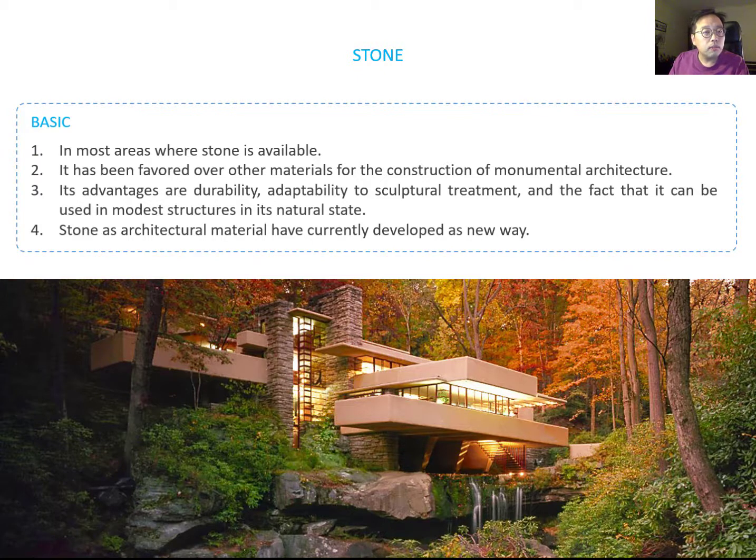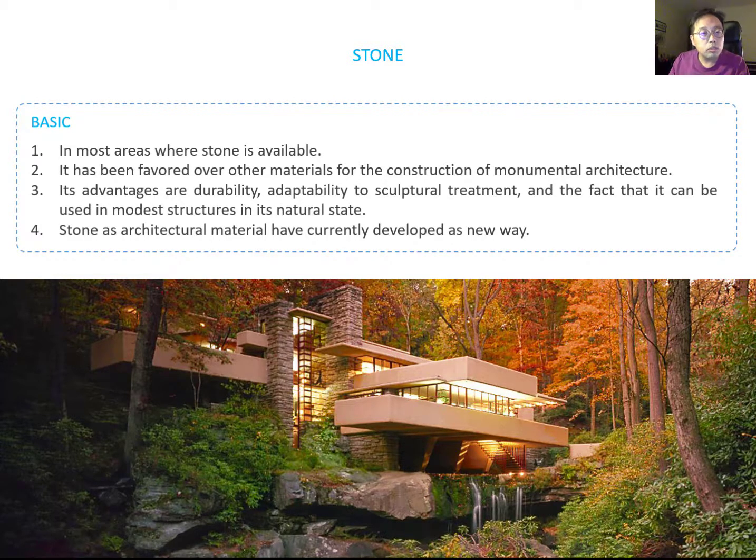Also, stone has been the favorite over other materials for the construction of monumental architecture because it is a durable and strong material. So it is easy to build architectural structures because of the strength. It also has the advantage of durability and adaptability to structural treatment, and the fact that it can be used in a modest structure in its natural state. The stone itself is a very strong material. That's why it can be used as a structural member.